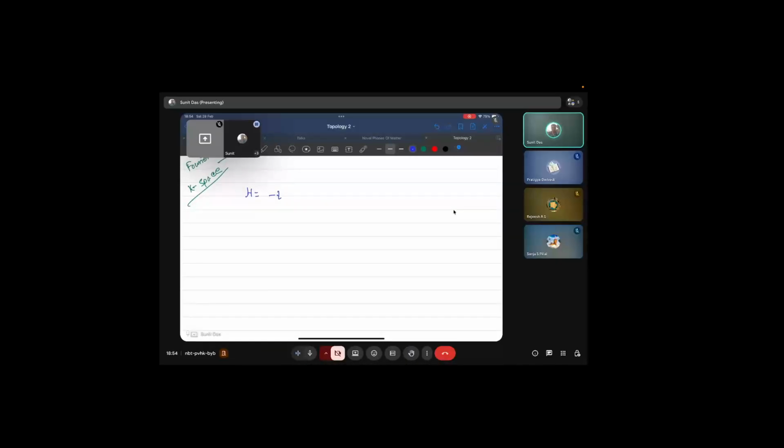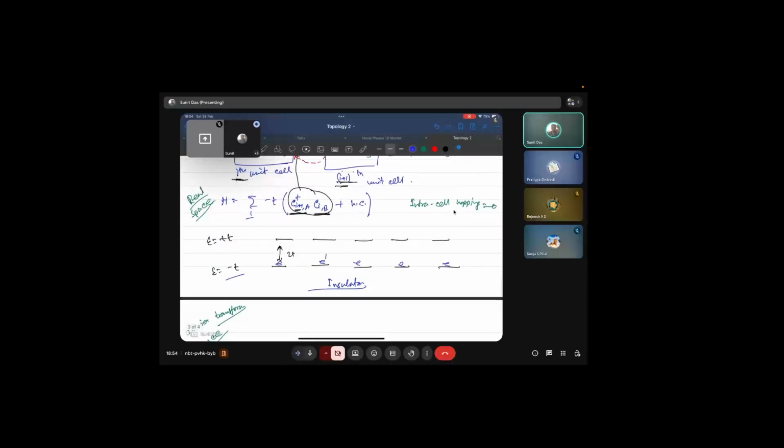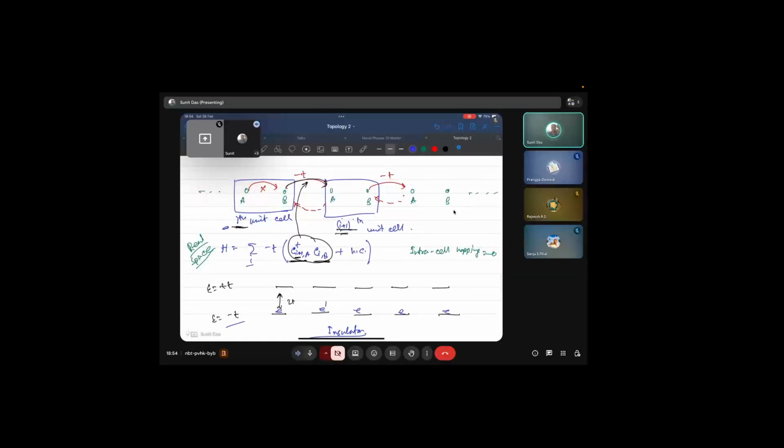So the Hamiltonian will be minus t, again sum over k, and we have two kinds of states, right? C k A dagger. Note that here there will be no unit cell index, because whenever you go to the Fourier transform, you essentially assume the system is periodic, so it doesn't matter whether you label this unit cell or that unit cell to be ith, because it is periodic, right? So you can just go around.